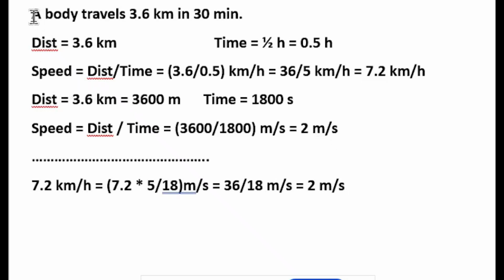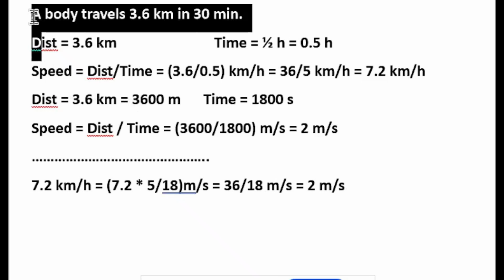Okay? Okay. So that is the first part of time and distance. The second part we will do next Saturday or Sunday. Right? Okay.